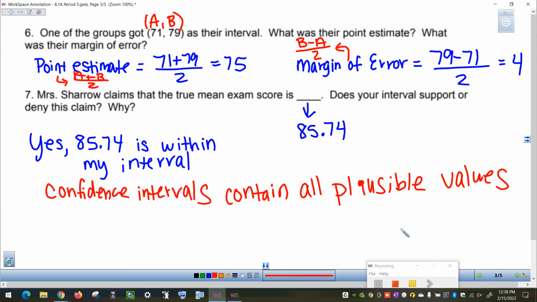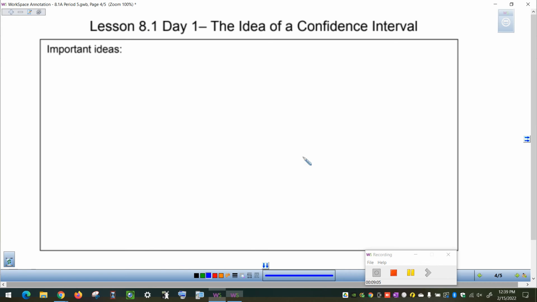All right, so that is the idea of a confidence interval. Let's go ahead and turn over to the back side. All right, we have a lot of learning targets today. So let's look at the top of our list here. So we wanted to identify an appropriate point estimate, and also calculate the value of a point estimate.